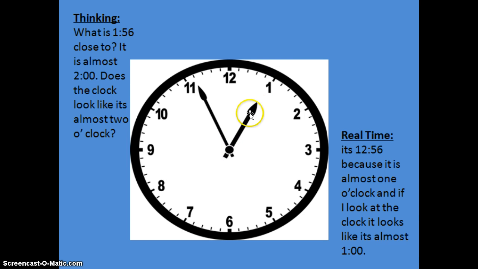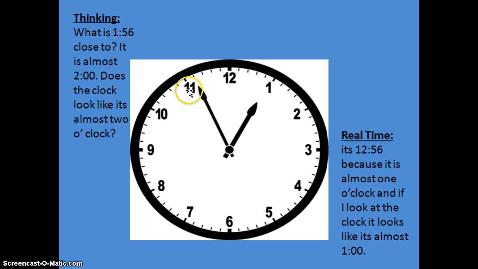So I'm looking at my hour hand real closely, and I know that it's between the 1 and the 12. So if it's not quite on the 1 yet, it is still 12 o'clock, and now I need to go and count my minutes. So I start at the top, and I'm going to count by 5s, as you remember we were practicing the other day. So 5, 10, 15, 20, 25, 30, 35, 40, 45, 50, 55.